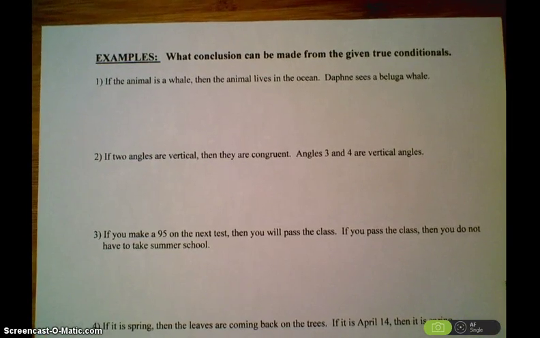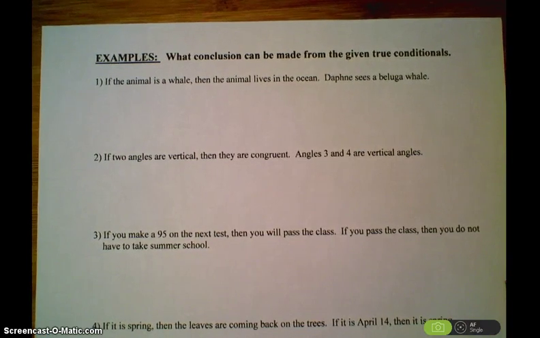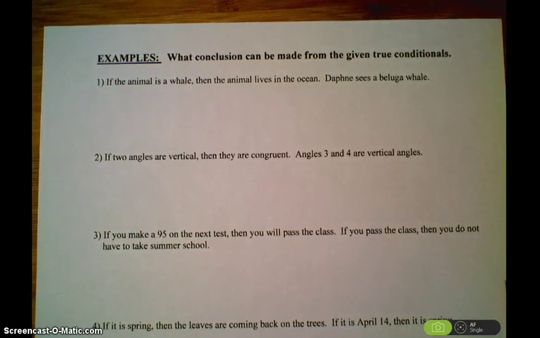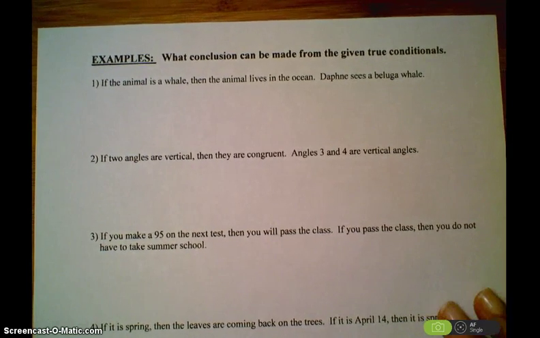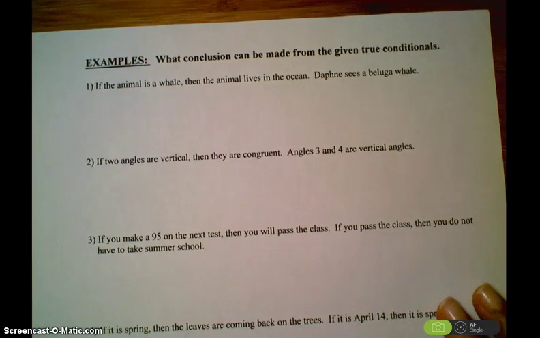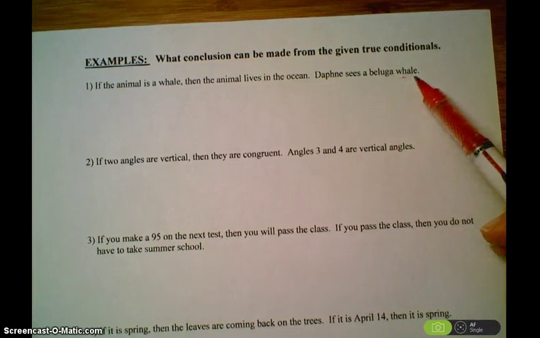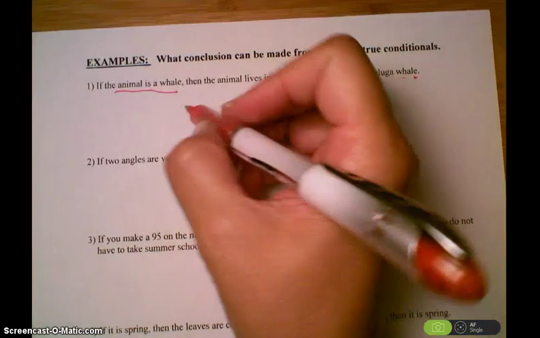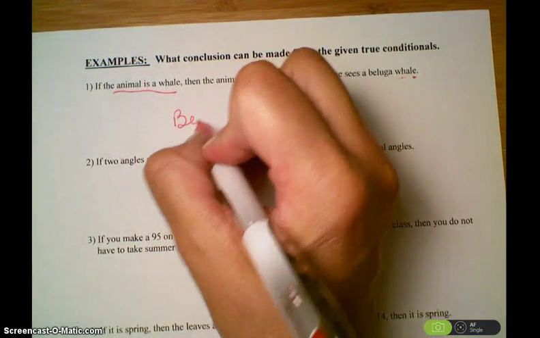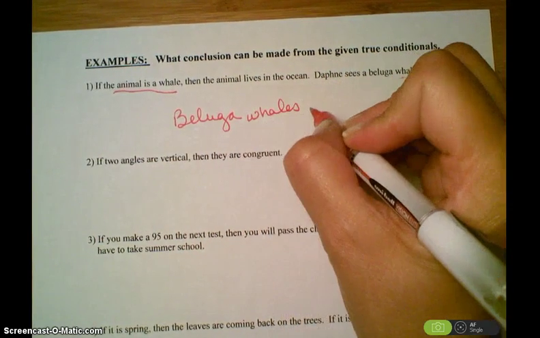As we go through these examples, you again will want to probably stop your video as we go and try them on your own, see what happens. So for the first one, if the animal is a whale, then the animal lives in the ocean. Daphne sees a beluga whale. Okay, so the animal is a whale. That part is true, therefore, beluga whales live in the ocean.